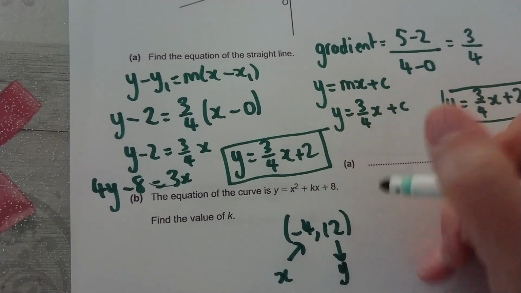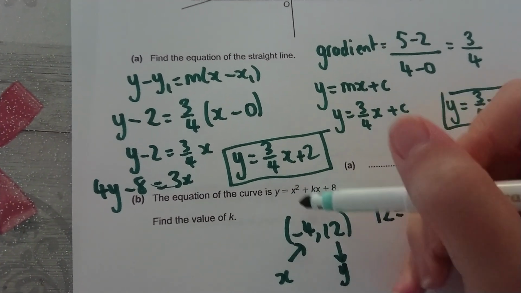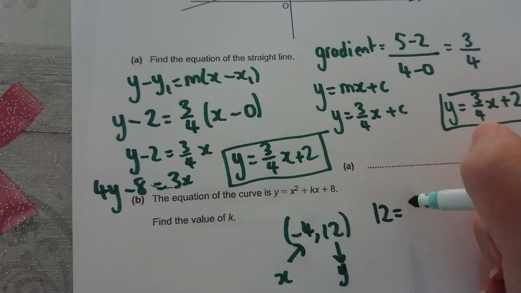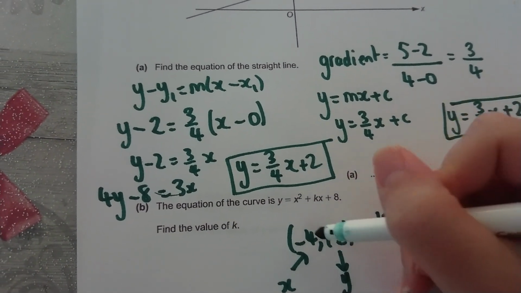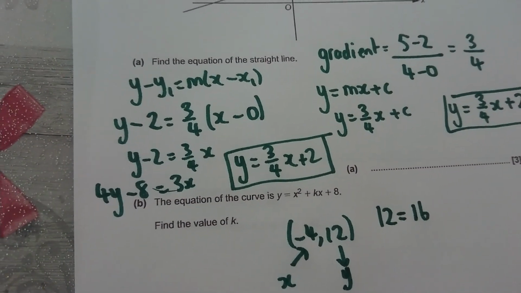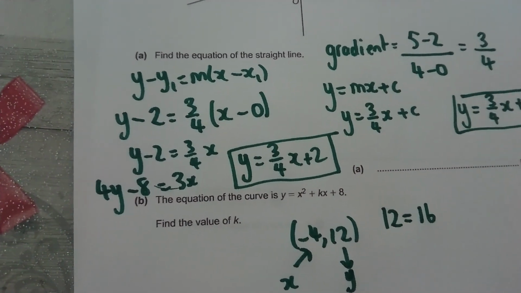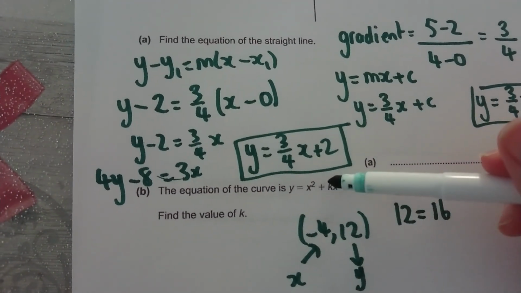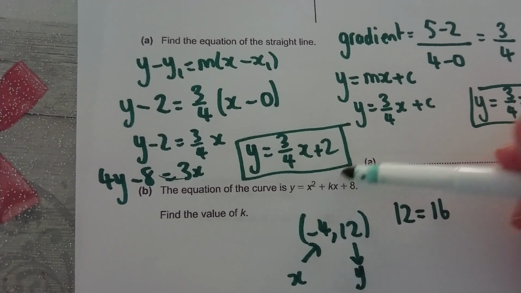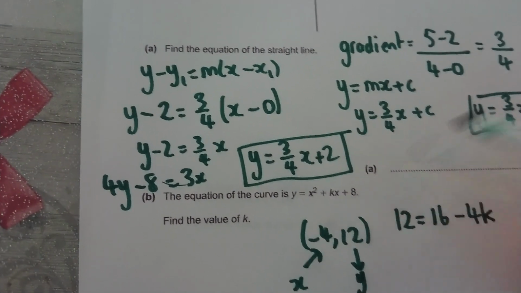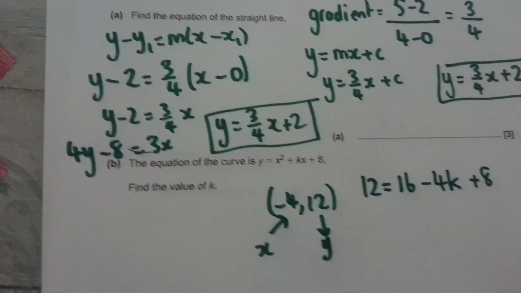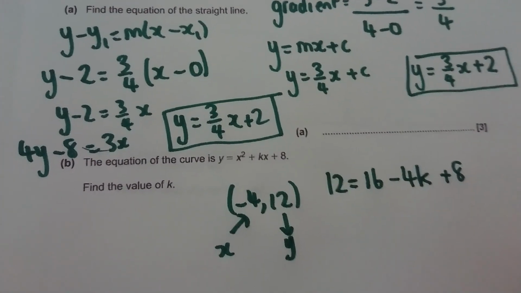So instead of y =, it would be 12 = (-4)² is 16. And remember, if you put that in on your calculator, that has to go in brackets, because otherwise it won't work. It will tell you that it's minus 16. So (-4)² is 16, and then k times x is going to be k times -4, so -4k, and then plus 8. So I know that 16 plus 8 is 24.